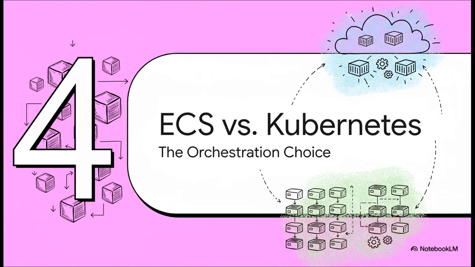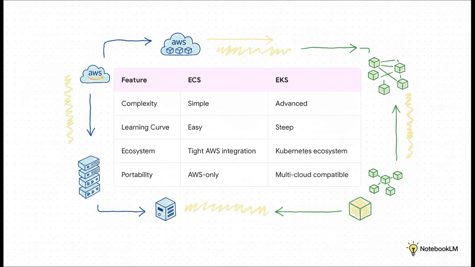All right, we have to do it. Let's talk about the elephant in the room, Kubernetes. You can't talk about container orchestration for more than 5 minutes without someone bringing it up. So, how does ECS stack up against EKS, which is Amazon's managed Kubernetes service? Look, it really boils down to this.